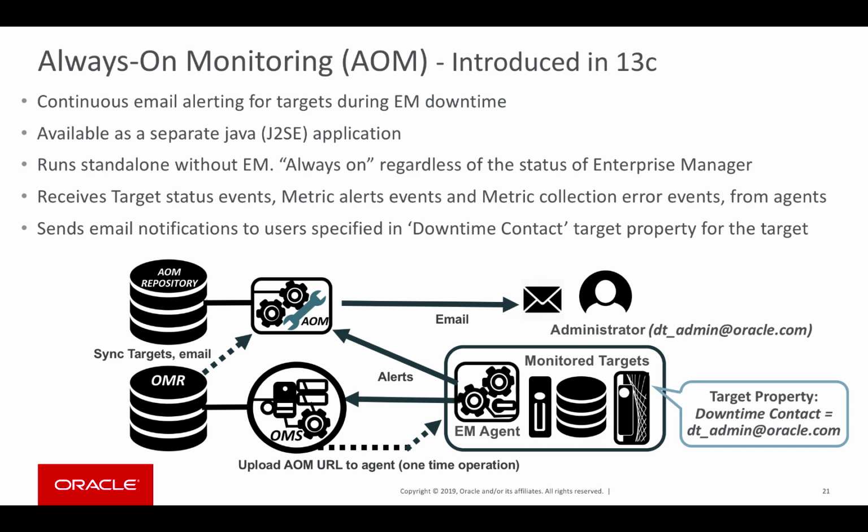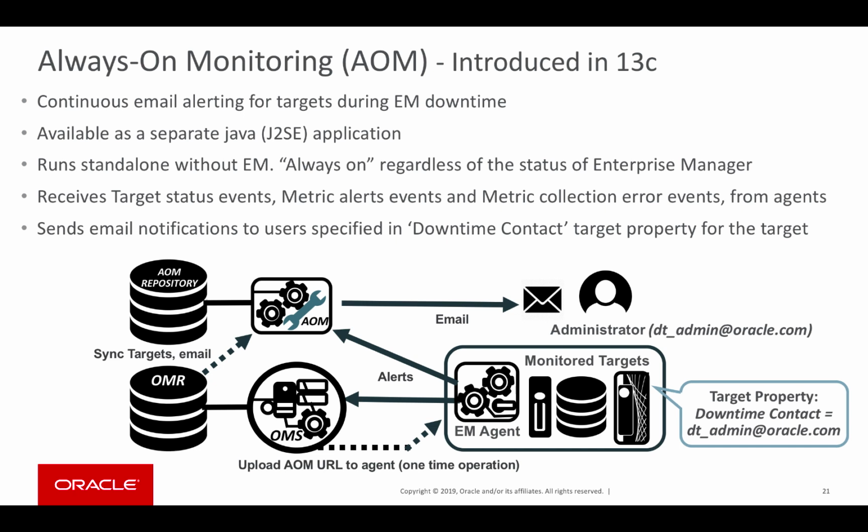AOM receives target status events, metric alerts, and metric collection errors from agents, in parallel to what the agent does with OMS. So what happens here is that the agent sends the information separately to both OMS and AOM. Then AOM sends email notifications to users who are listed in a downtime contact target property. This downtime contact is a new target property which is introduced along with AOM, and it needs to be configured as part of the AOM setup.